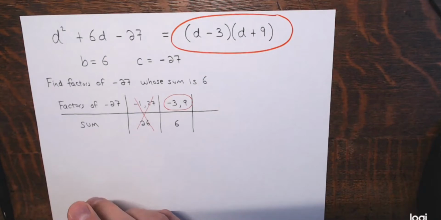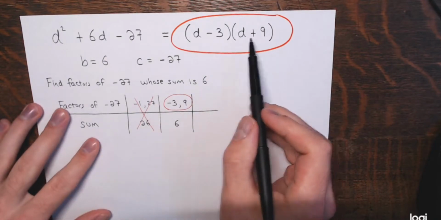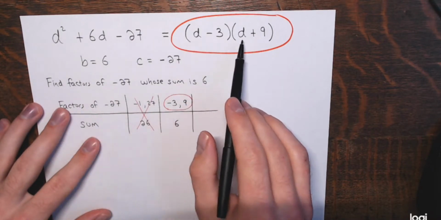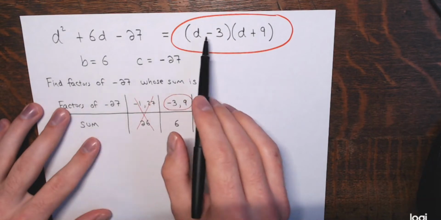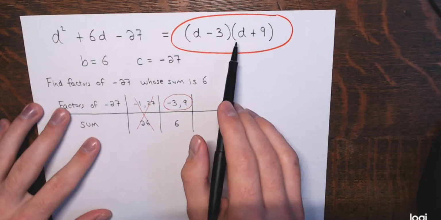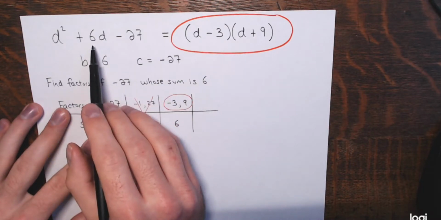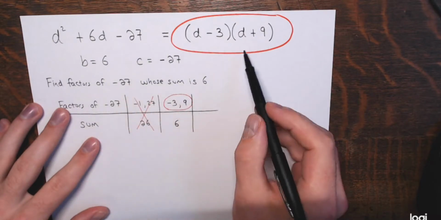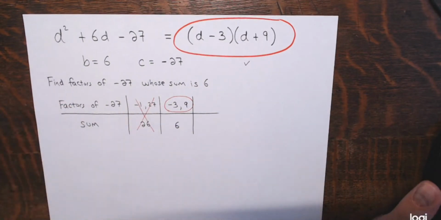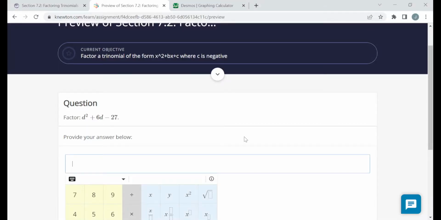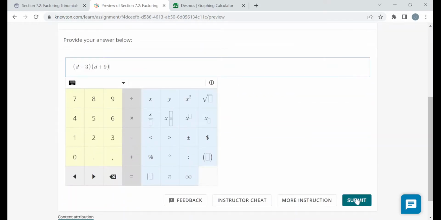And once again, check it out. Multiply these, and you should get d squared plus 6d minus 27 back. D times d is d squared. D times 9 is 9d. Negative 3 times d is negative 3d. 9d minus 3d is 6d. And then negative 3 times 9 is negative 27. This is the correct factorization. It gives me the original polynomial when I multiply them. Okay, so d minus 3 times d plus 9, or d plus 9 times d minus 3. It doesn't matter what order you put the factors in.